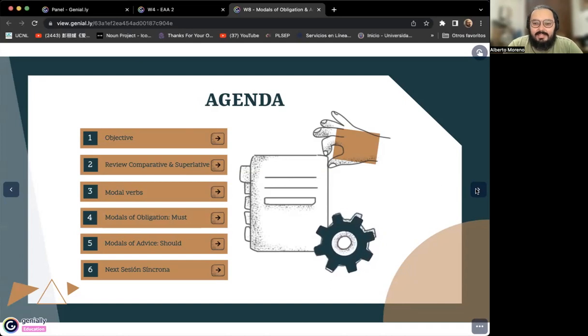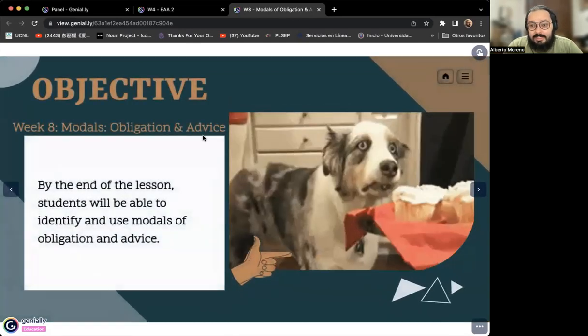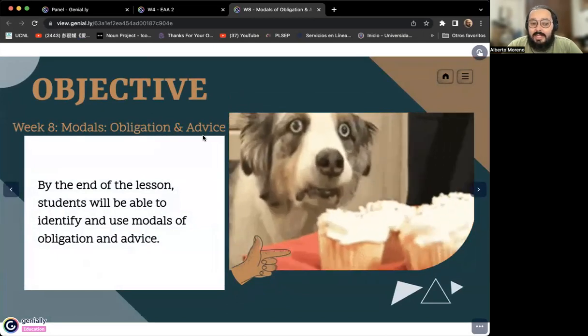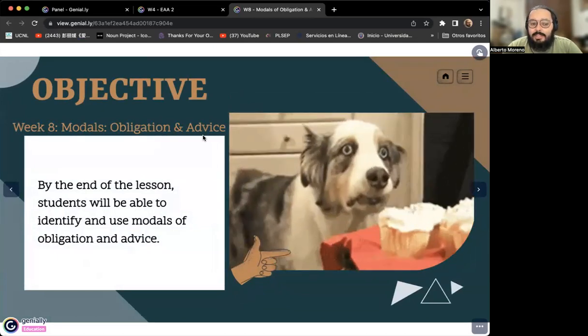And well, let's begin. Let's start with the review. So the objective says, by the end of the lesson, students will be able to identify and use modals of obligation and advice.